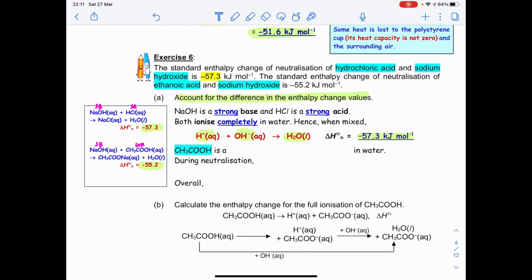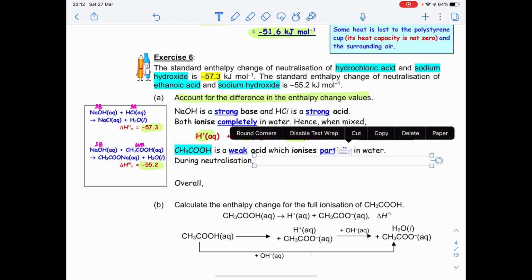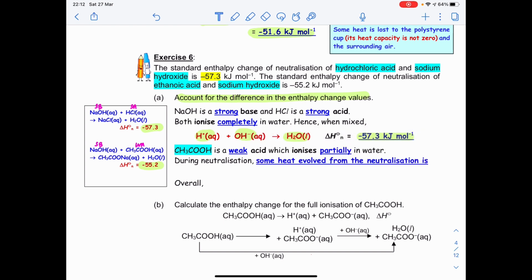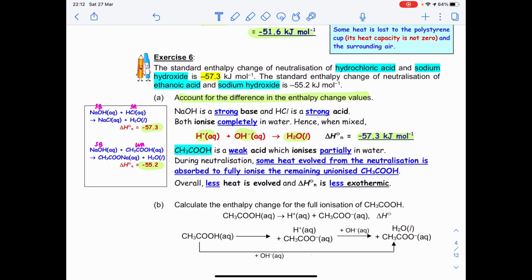Ethanoic acid is a weak acid that ionizes only partially in water. So in a beaker of aqueous solution containing ethanoic acid, you will have many unionized weak acid molecules in the solution. Only a portion of them have dissociated to form aqueous ions. So during neutralization, some heat from the neutralization is absorbed to fully ionize the remaining unionized weak acid molecules. So overall, less heat is released and the enthalpy change of neutralization is less exothermic.